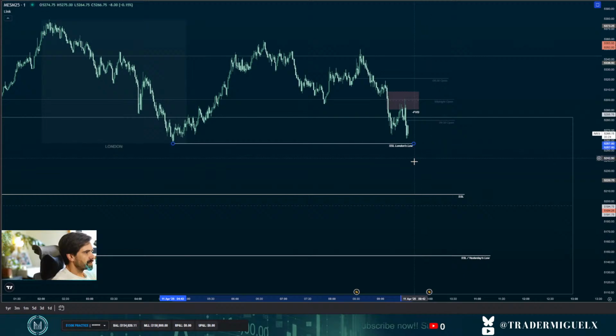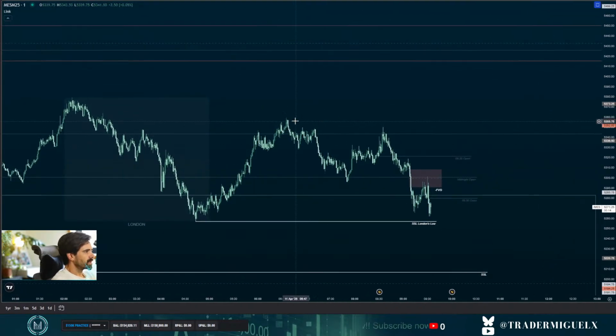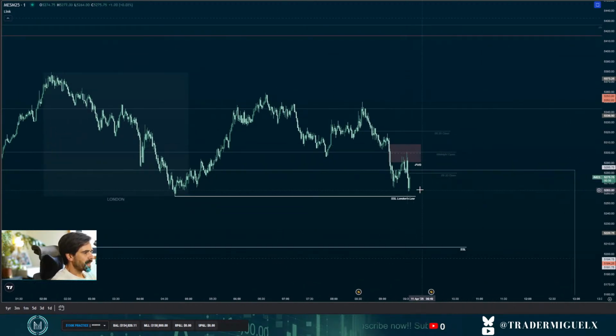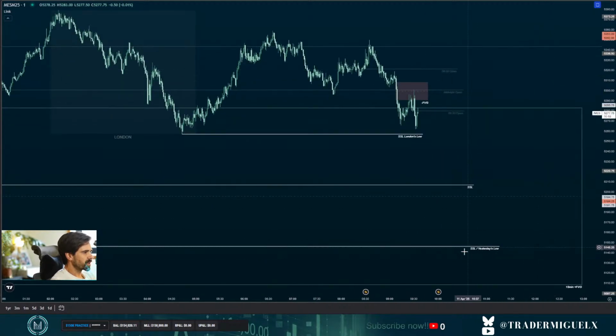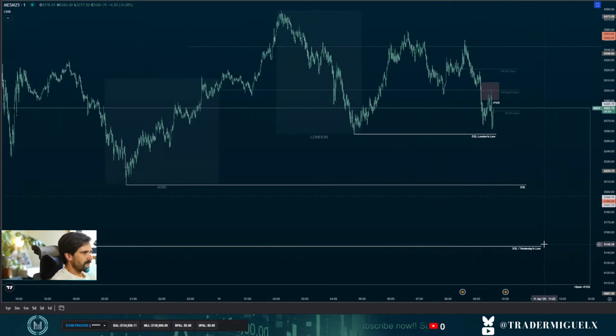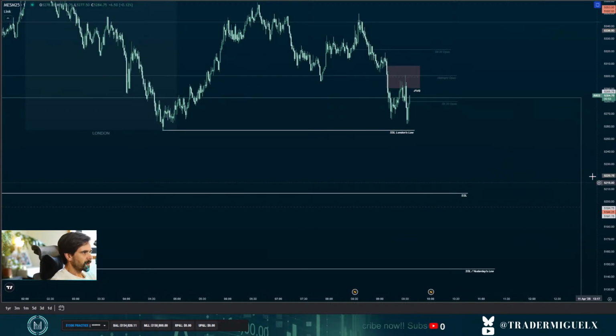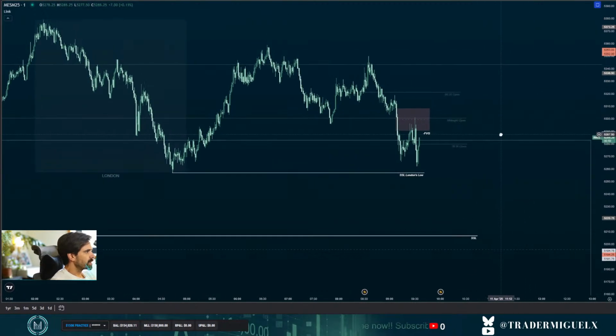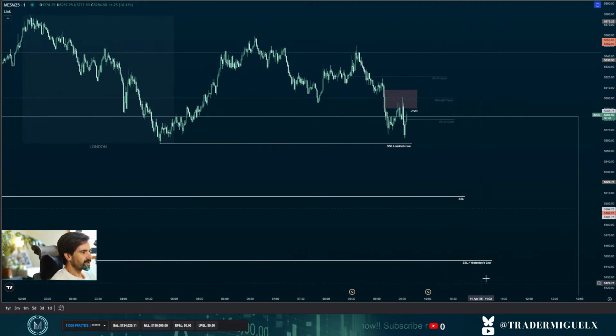If price reacts after taking London's low and forms some kind of a breaker structure with a displacement to the upside, then I will target these highs and eventually London high as well. And if we have no reaction here, and price just keeps digging lower, then I will eventually target yesterday's low and see how price will respond here.